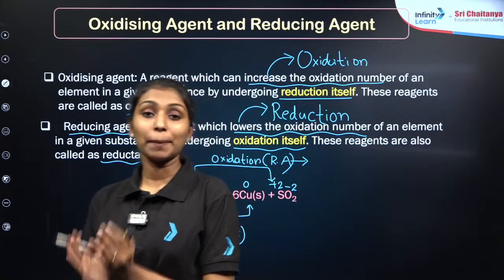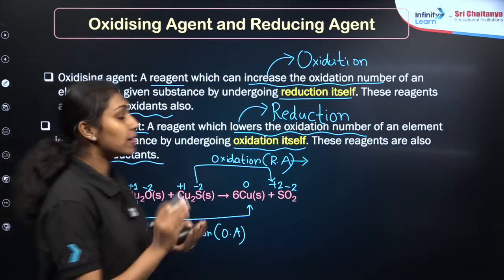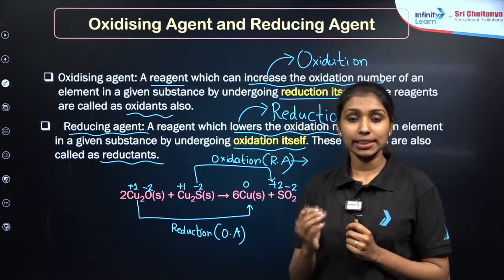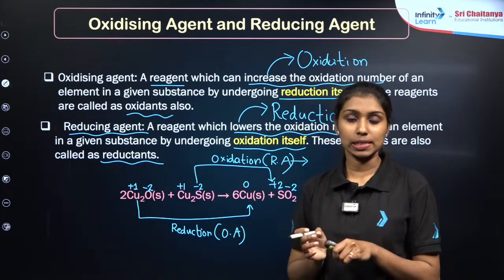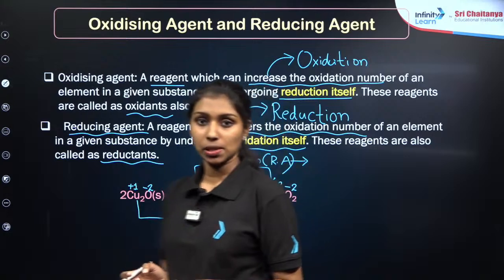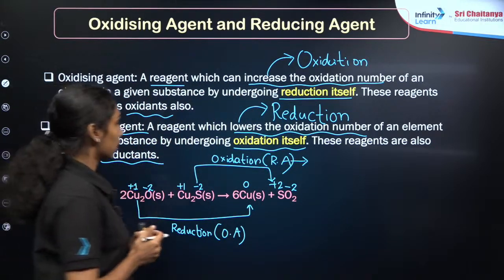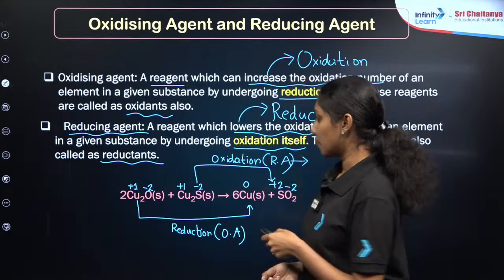So far we have discussed the basics of redox reactions, starting with the oxidation number. Then finally we moved into oxidation and reduction. They are different concepts, including classical concepts, electronic concepts and the oxidation number concept. And we have also discussed the oxidizing agent and reducing agent. Now here are some practice questions for you.